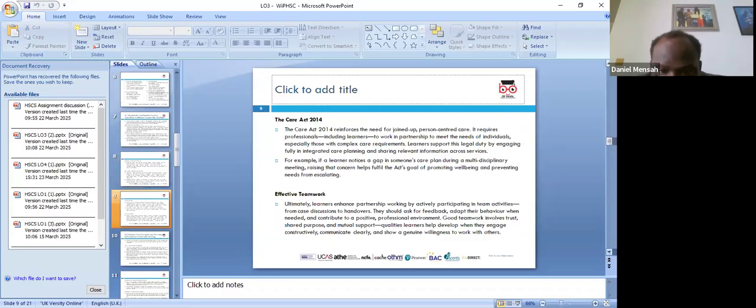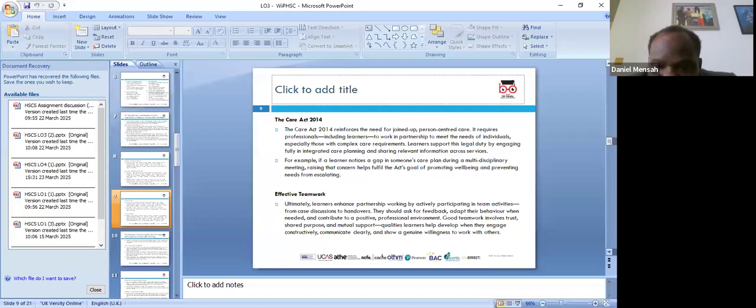The Care Act 2014 enforces the need for joined-up, person-centered care. It requires professionals, including learners, to work in partnership to meet the needs of individuals, especially those with complex care needs. Learners should support this legal duty by engaging fully in integrated care planning and sharing relevant information across services.